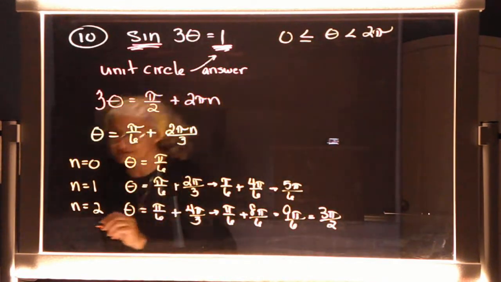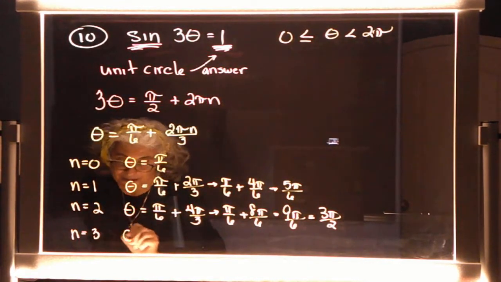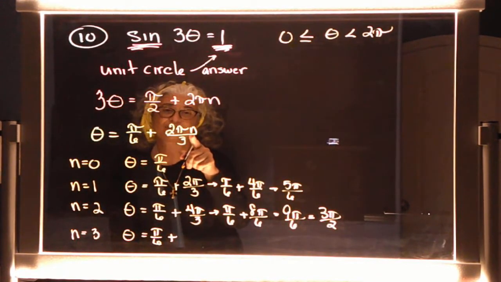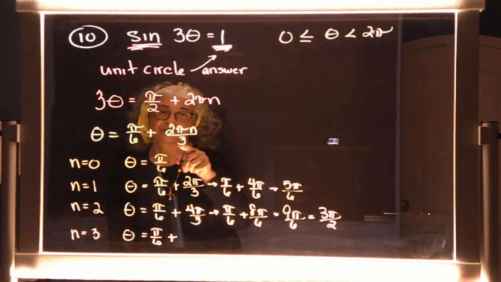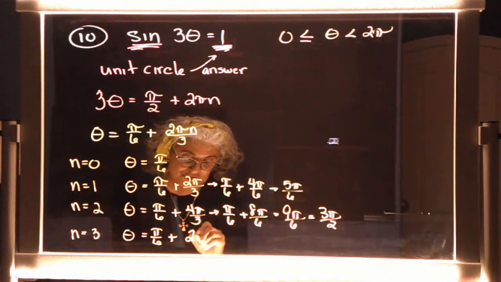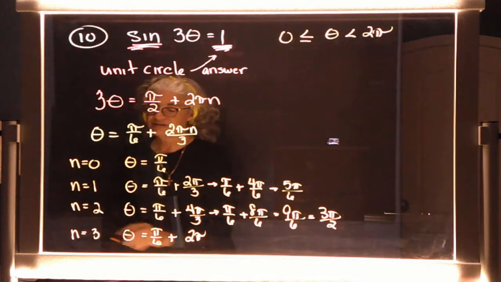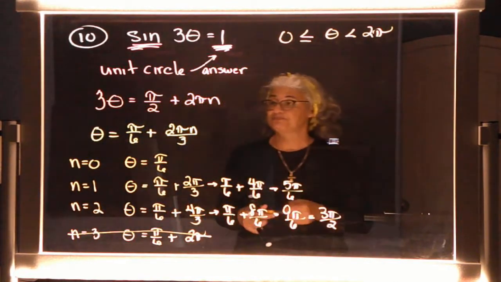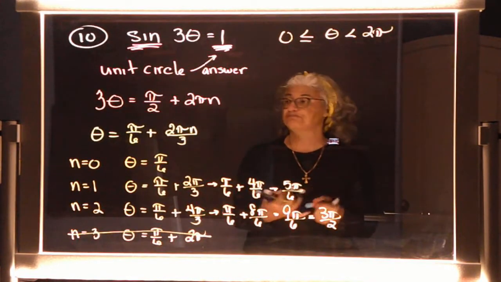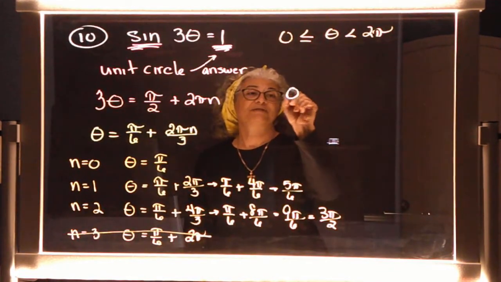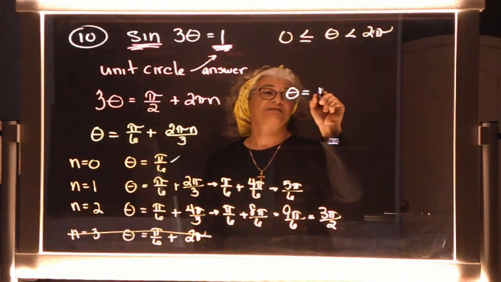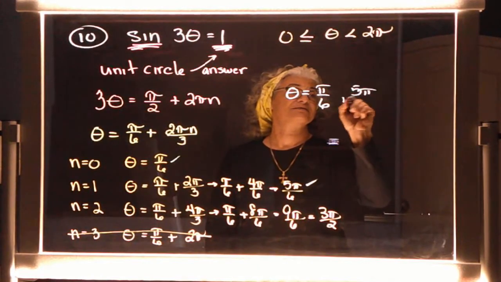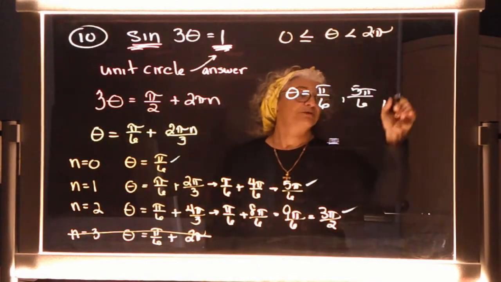I'm going again. N is 3. I got pi over 6 plus. If n is 3, what's going to happen between these two 3's? Yeah, they're going to cancel, so you're just going to get 2 pi. Oh, and that's already above 2 pi. So, we've got 3 solutions. We have theta equaling pi over 6, 5 pi over 6, and 3 pi over 2.